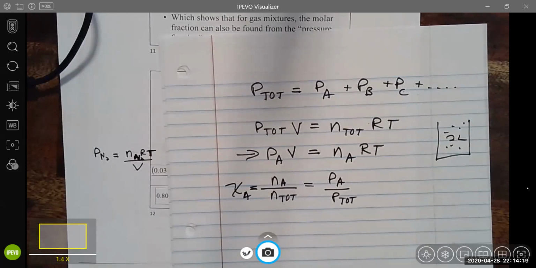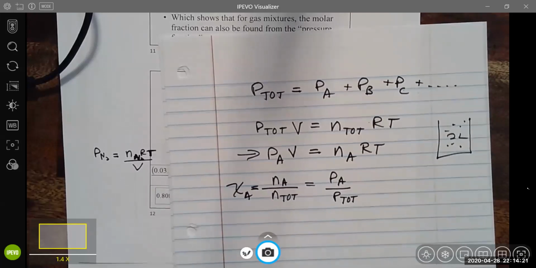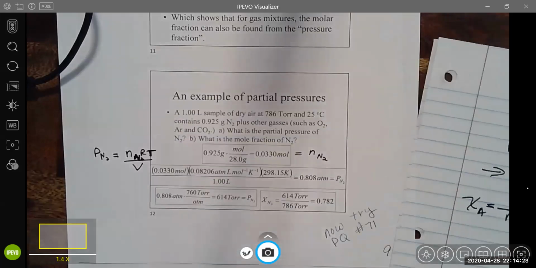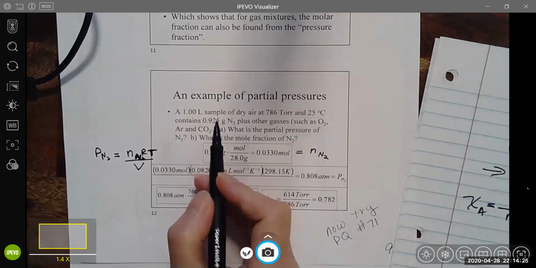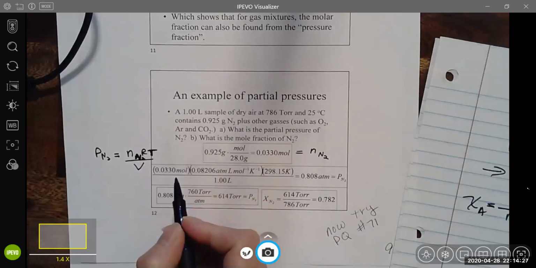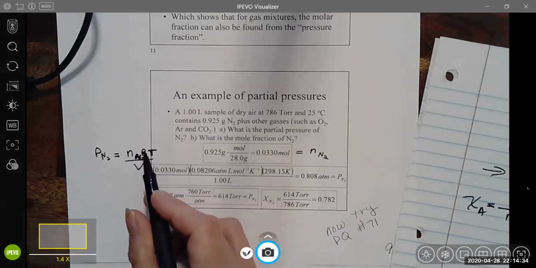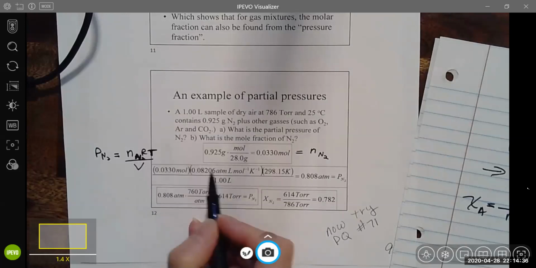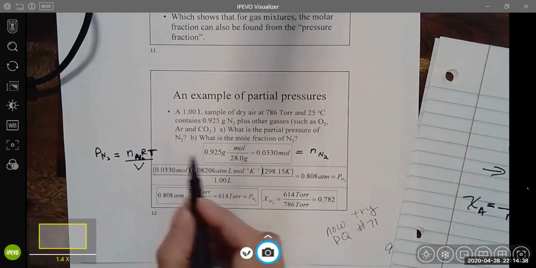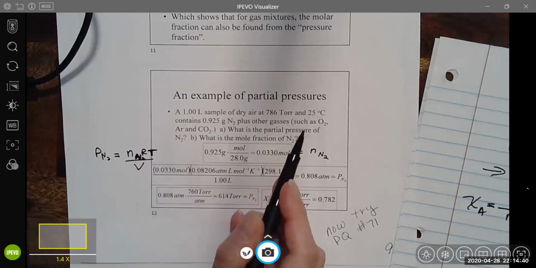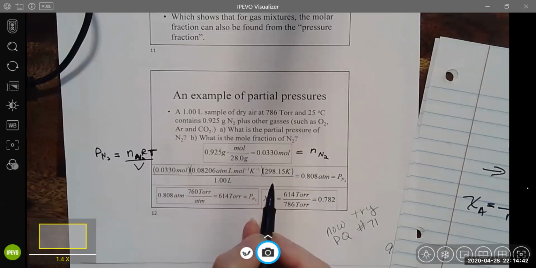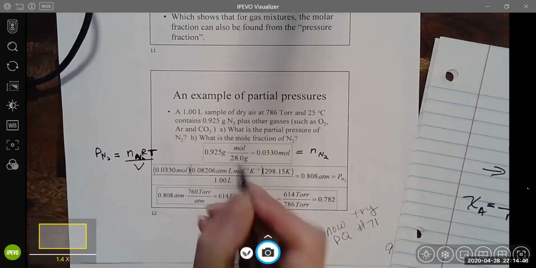So now we can use that equation to solve this part of the problem, part A, which is what is the partial pressure of nitrogen. So I got my moles of nitrogen here. I just calculated that right here. I got my R, my friend R here, right there. My temperature, I got to put it in Kelvin. Here's my Kelvin, 25 degrees Celsius, 298 Kelvin. I got 298.15 because I added 273.15.